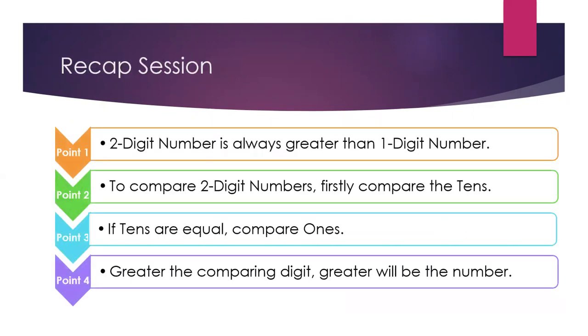Now let's recap the session, what we have learned throughout our session. We have seen that a two-digit number is always greater than a one-digit number. And whenever we are comparing two-digit numbers, firstly we will compare the tens. And if the tens are equal, then we will compare the ones. The greater the comparing digit, the greater will be the number.